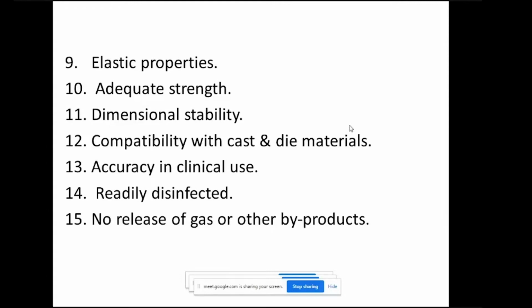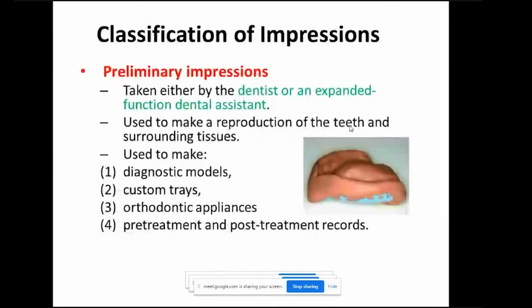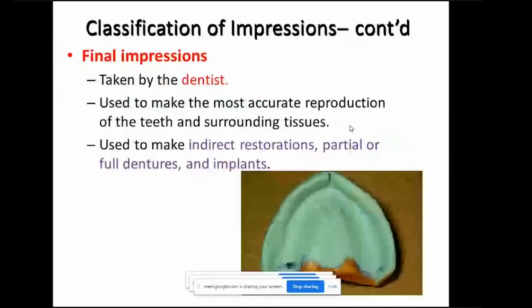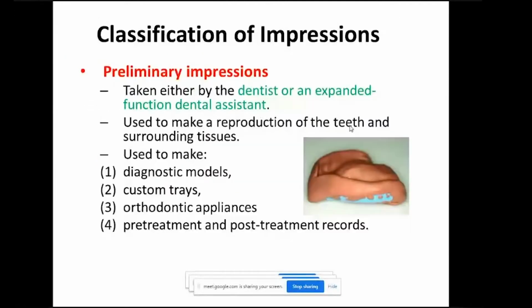Classifications of the impression. You have the primary impression and the final impression. The primary impression, usually you can take it either by the dentist or technician, or by dental assistants. Why? In order to diagnose, for construction of the special tray or appliances, any appliance, or before and after treatment. This is the primary impression.